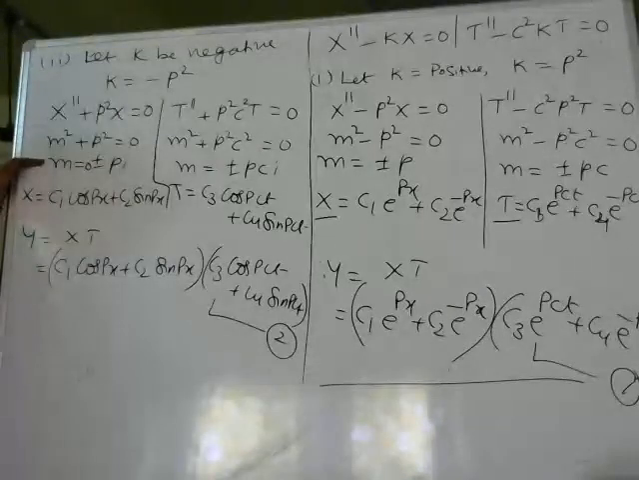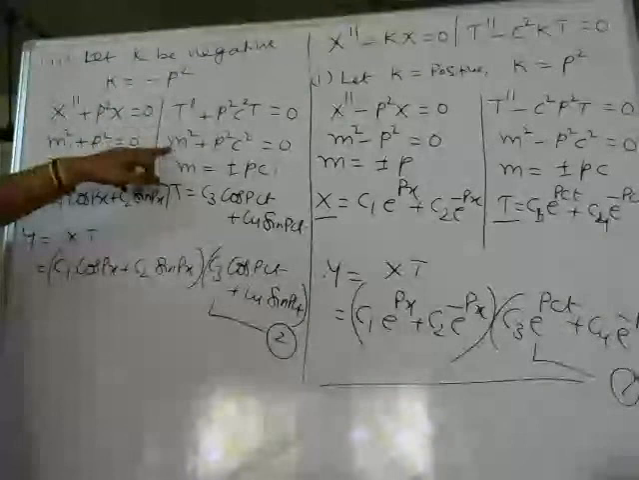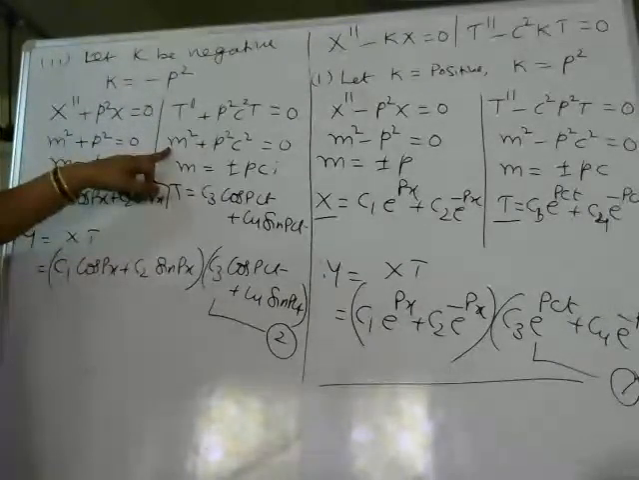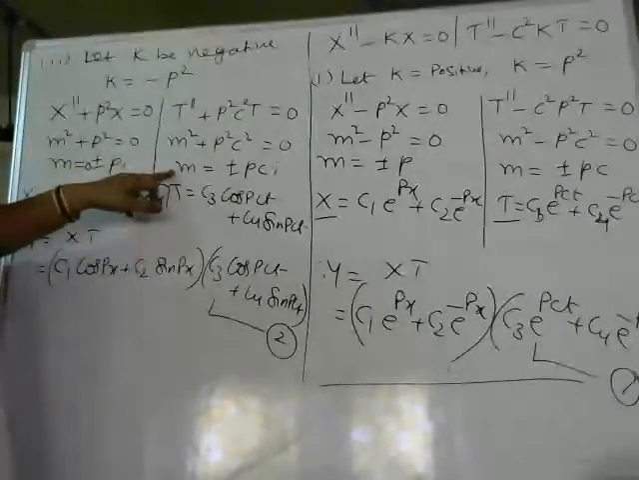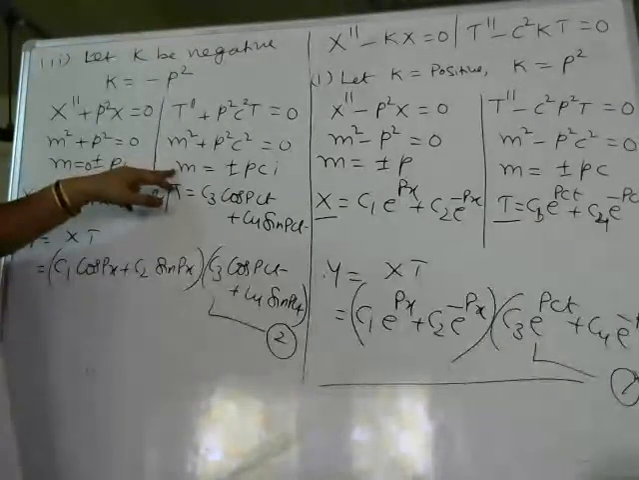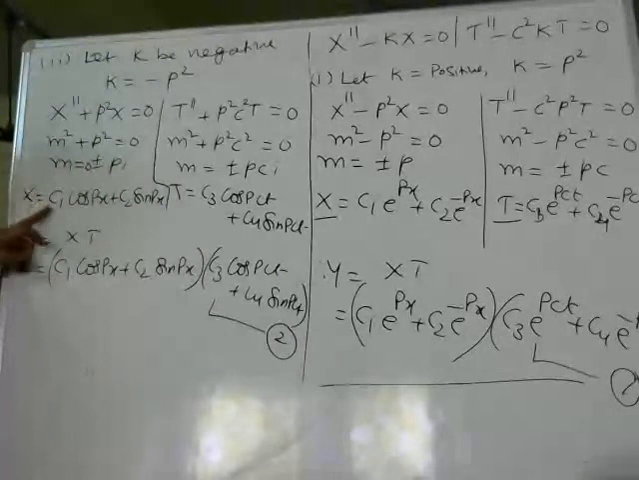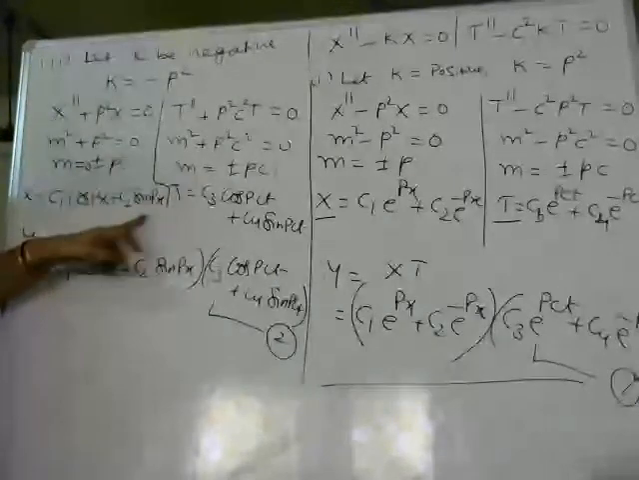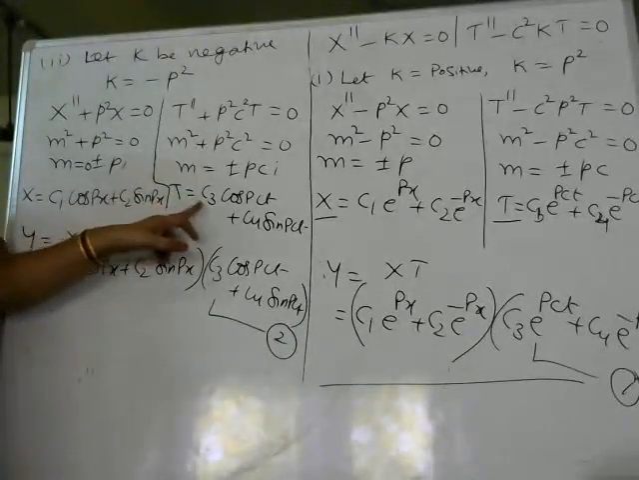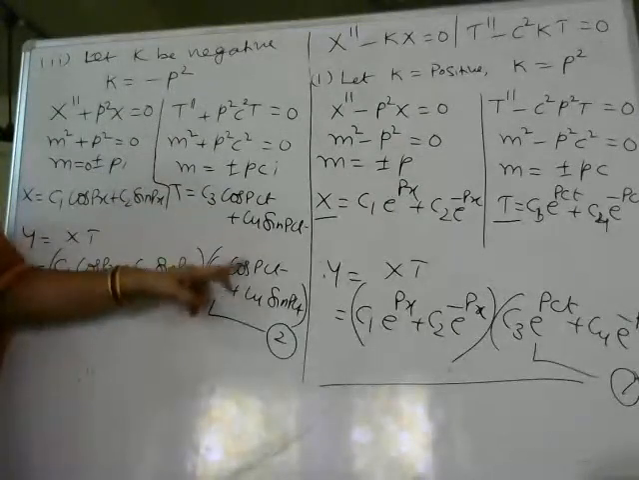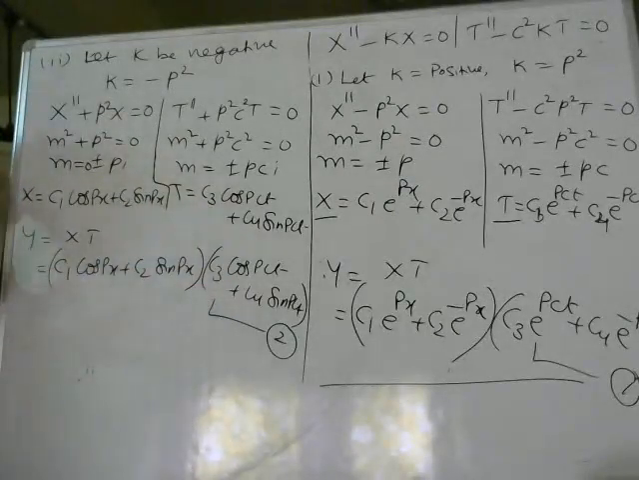Complex conjugate pair we got over here. Similarly, here we have m square plus p square c square equal to 0, so m is equal to plus or minus pci. Here also we have a complex conjugate pair. So correspondingly, how do we write the value of x here? X is C1 cos px plus C2 sin px, and capital T, a function of t, is C3 cos pct plus C4 sin pct. Total overall, the value of y will be like this.